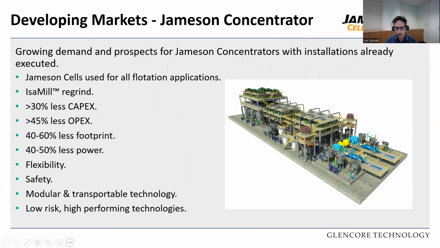When you put this all together, you get about 40 to 60% less footprint, significantly less power, flexibility of the Jameson cell, and it is low risk and a high performing technology. So, i.e., the Jameson concentrator takes the best of the cells and makes the most compact product going around on the market.